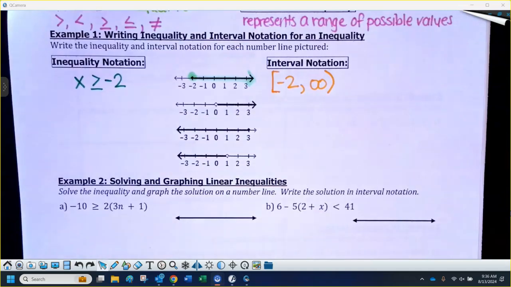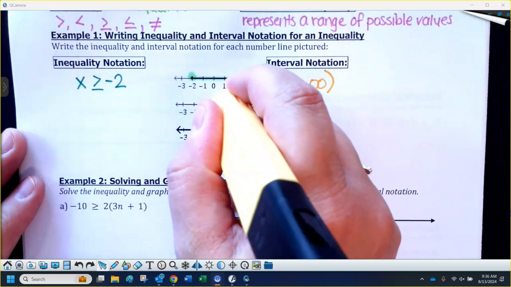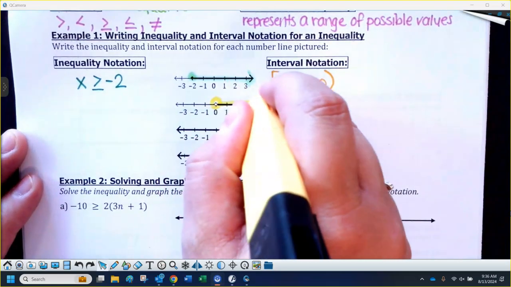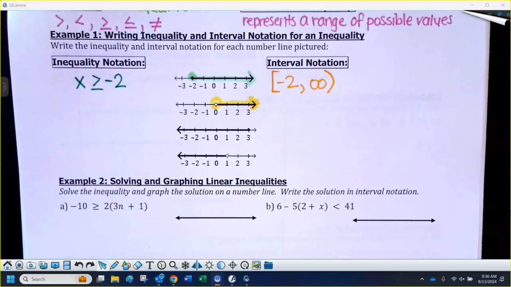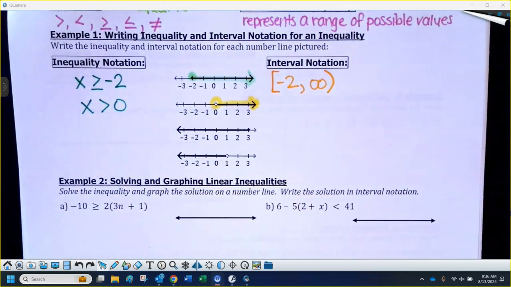All right, somebody help me out with my second graph. I should have made these a little bit bigger. So I've got an open circle at 0, and I've got a line pointed to the right there. What would be an inequality for that? Rudy, what do you think? X is greater than 0.